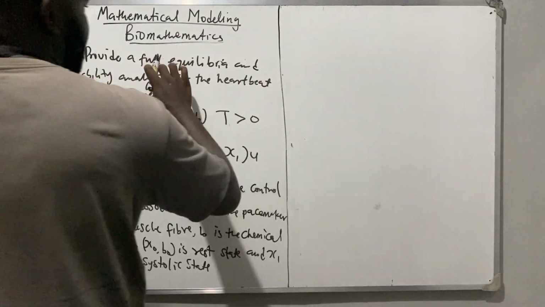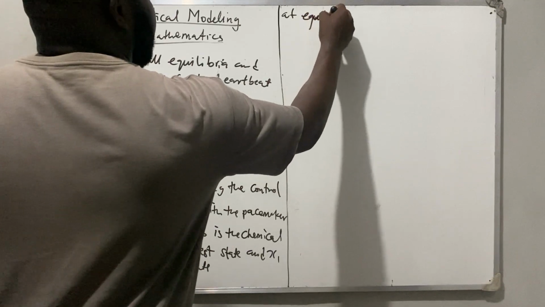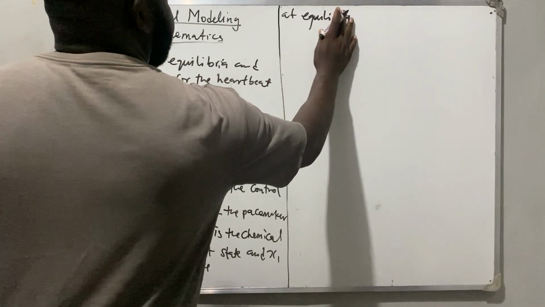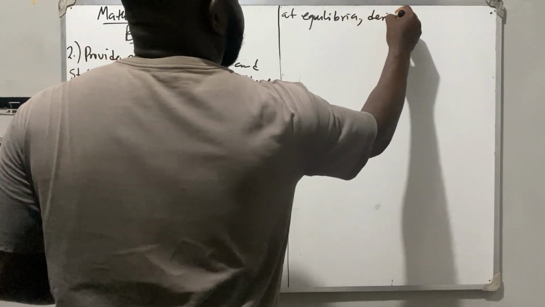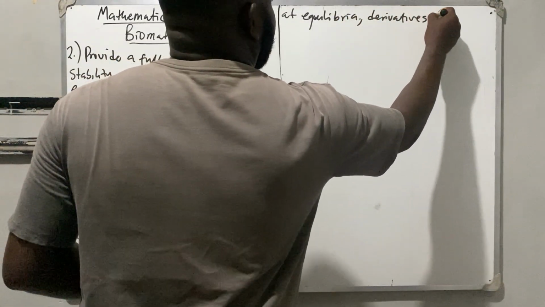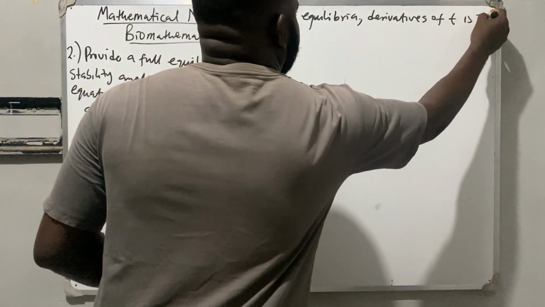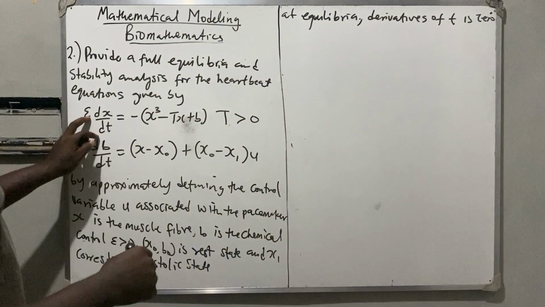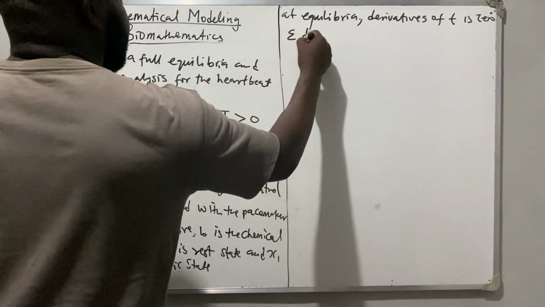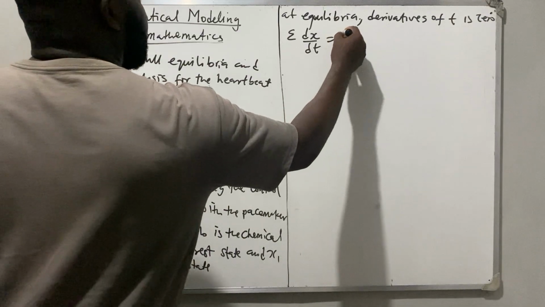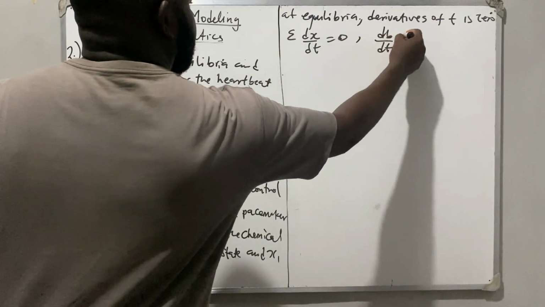So we'll tell them the solution. The solution here is that at equilibria, the derivatives of t are 0. So that means this is going to be 0 and this is going to be 0. So we have that epsilon dx dt is equal to 0, and we're going to have that db dt is equal to 0.